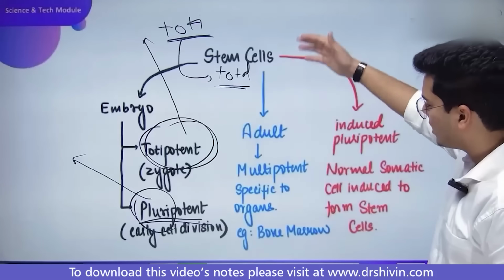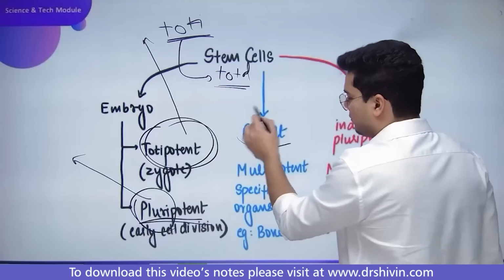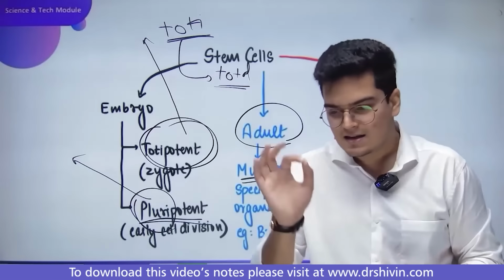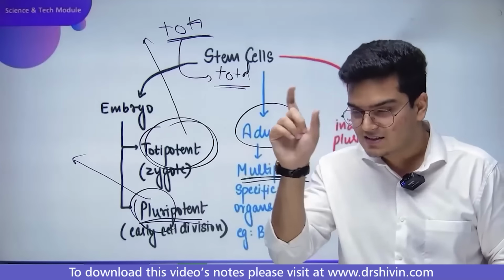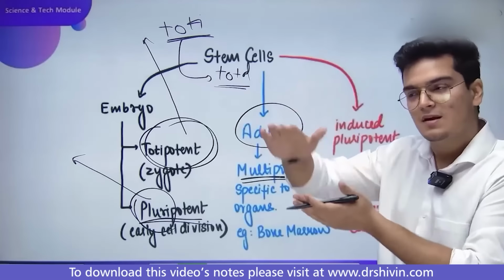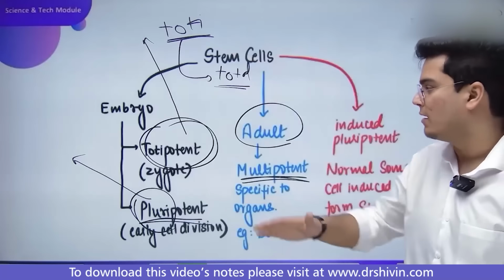when you grow and you become old and you become an adult, you will have something called multipotent. Multipotent stem cells are similar to, or contained in, or similar to the other cells in the organ.